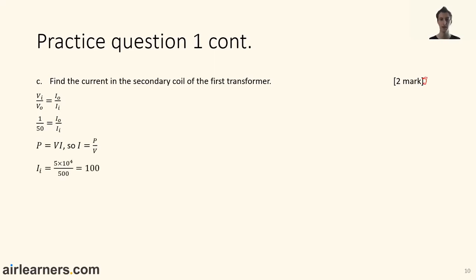So using our power over voltage, we get 100. And so we multiply that by 1 over 50 and we get 2 amps. So the answer is 2 amps of current in the secondary coil of the first transformer. Mark allocation for 2 marks, you'd get 1 mark for, I guess, stating and using the turns ratio. So it's kind of those first 2 lines there, and you get your other mark for the answer.